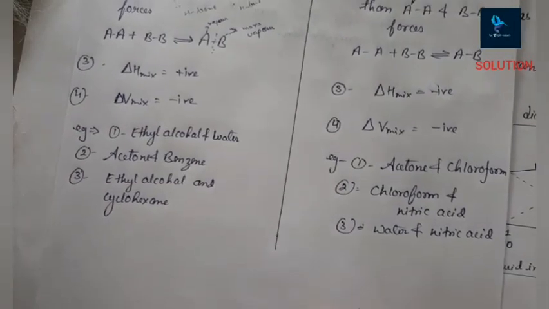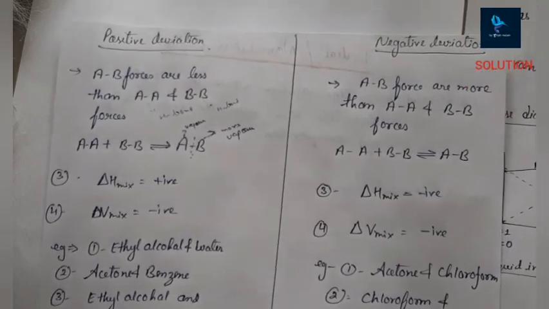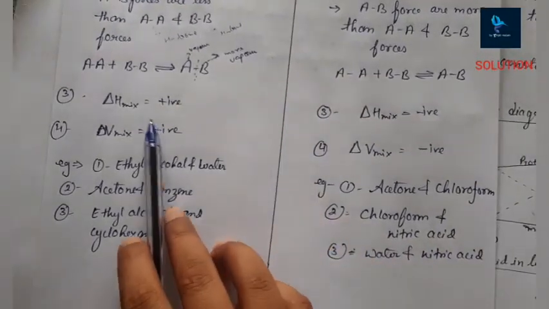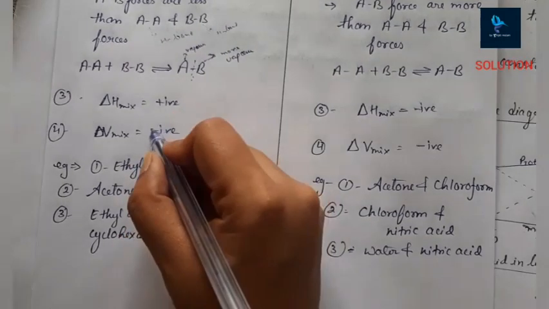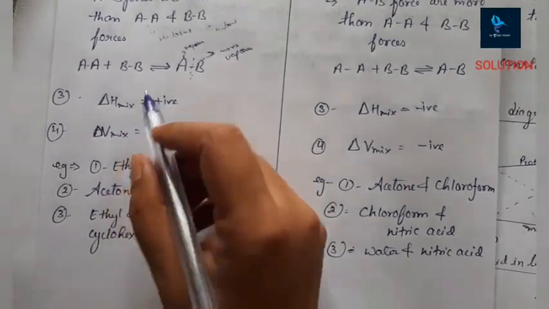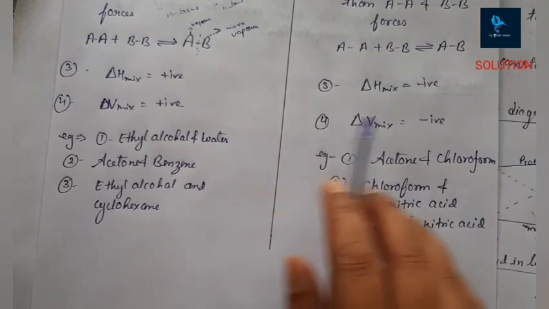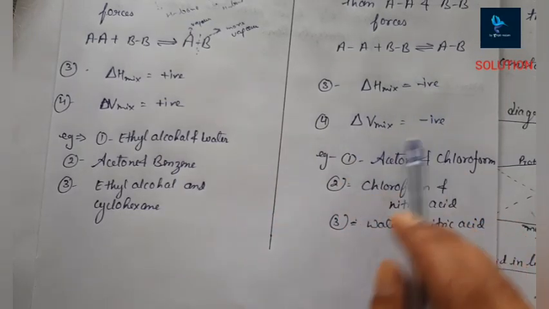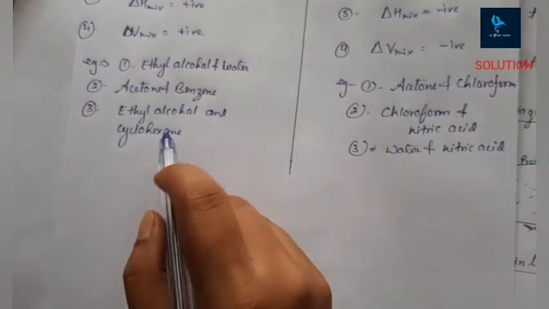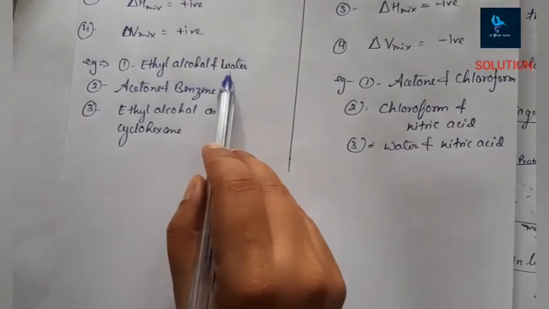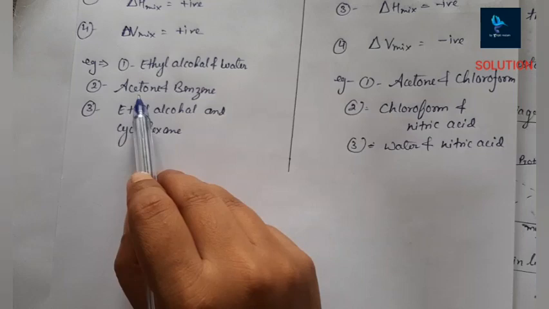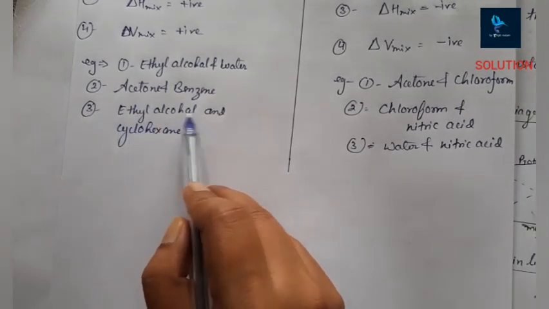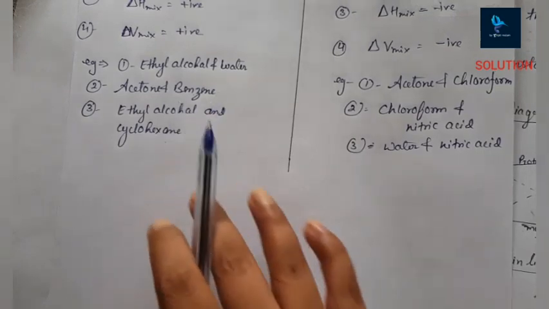Let's see some differences between positive deviation and negative deviation. In positive deviation, delta H mix is positive and delta V mix is also positive. In negative deviation, delta H mix is negative and delta V mix is negative. Examples of positive deviation are ethyl alcohol and water; second, solutions of acetone and benzene; third, ethyl alcohol and cyclohexane.